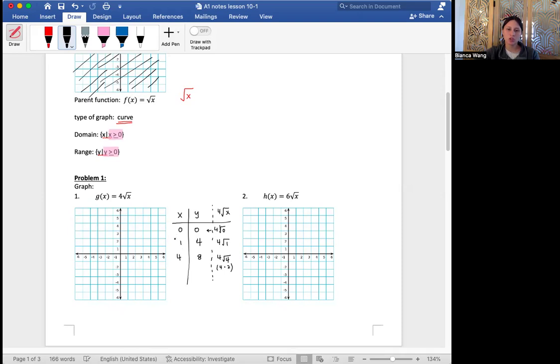So let's graph what I have here. I'd have a 0, 0. I'd have a 1, 4. And I'd have a 4, 8, which would be way up here.